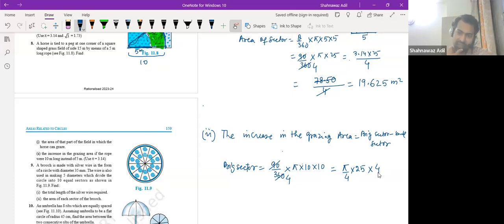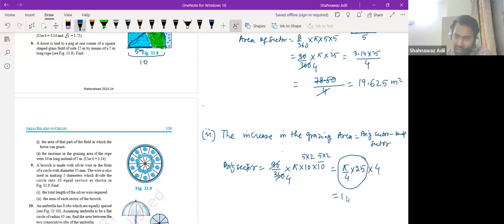Yes, guys, am I correct? Yes. So I have written this 10 as 5 into 2, and this 10 as 5 into 2. Why am I doing that? You will see now. So I have written this pi into 25 by 4, and I know this value, 25 pi by 4.